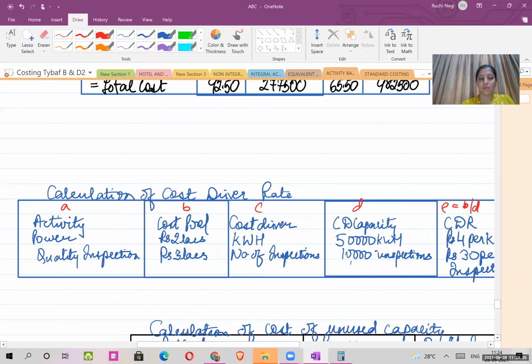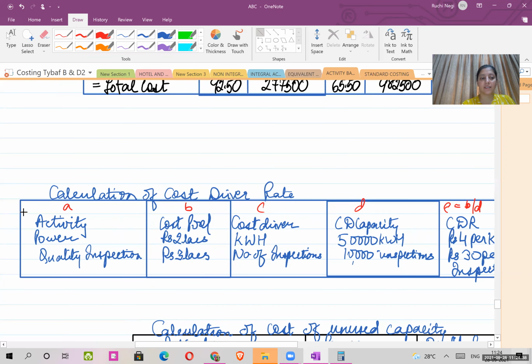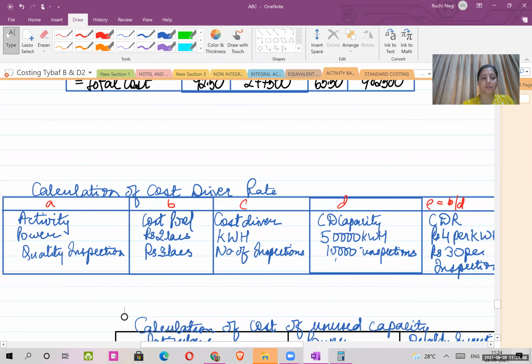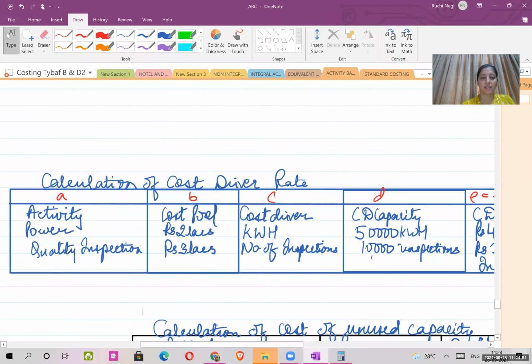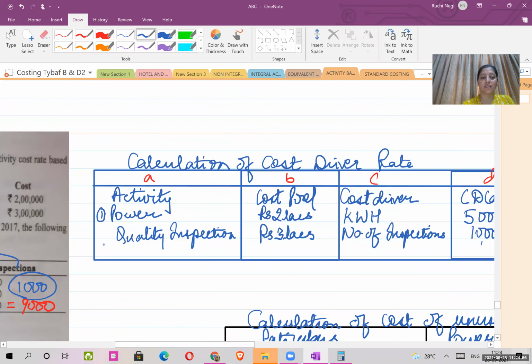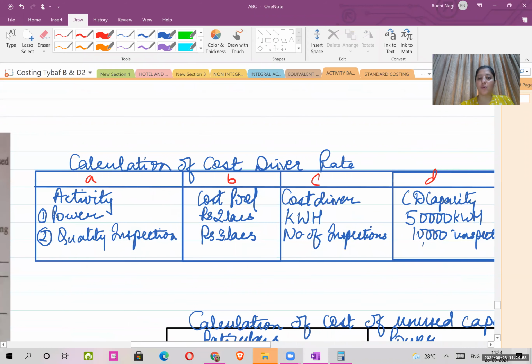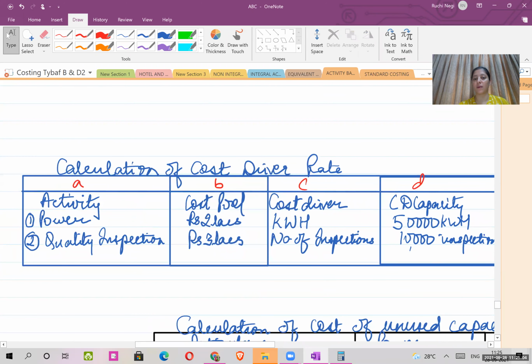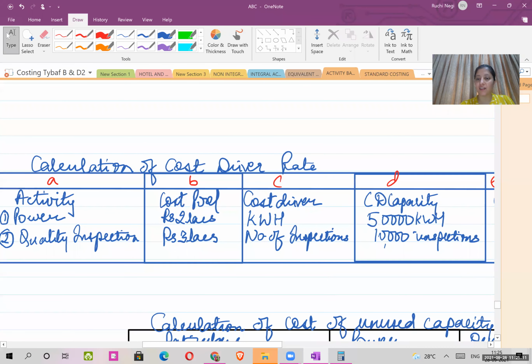Okay. So you have only two activities. The first activity is power and the second activity is quality inspection. The cost pool is given to you: 2 lakhs and 3 lakhs. The cost driver is also given in the question: kilowatt hours and number of inspections. The cost driver capacity is also given in the question.